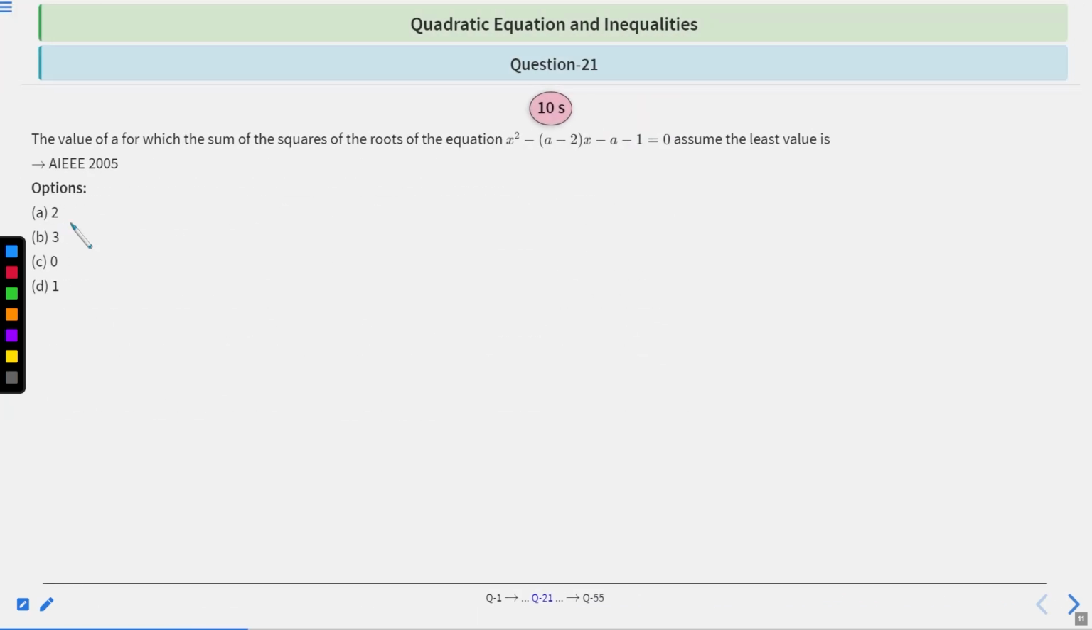Now, question number 21. The value of a for which the sum of squares of the roots of this equation equal to 0 assumes the least value. So the sum of the squares of roots of this equation assumes the least value. So let's move to the solution part after 10 seconds.